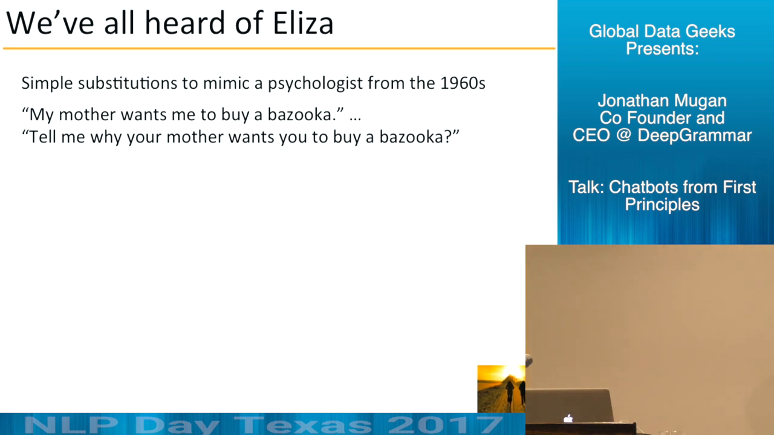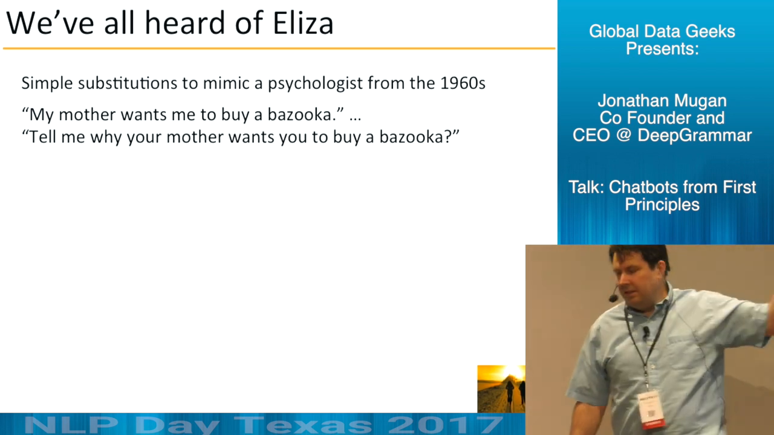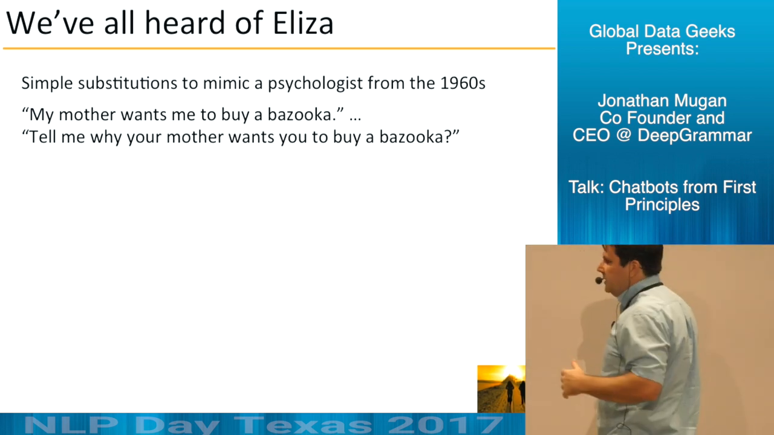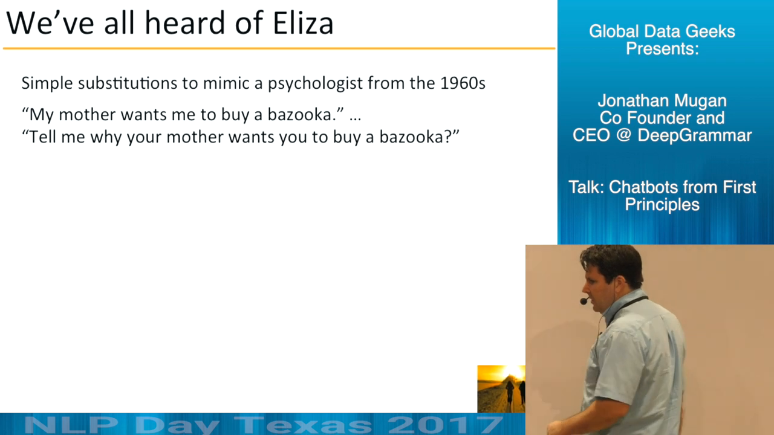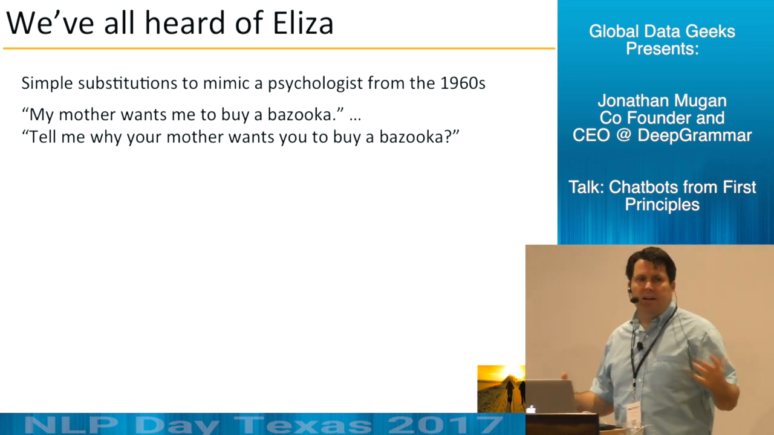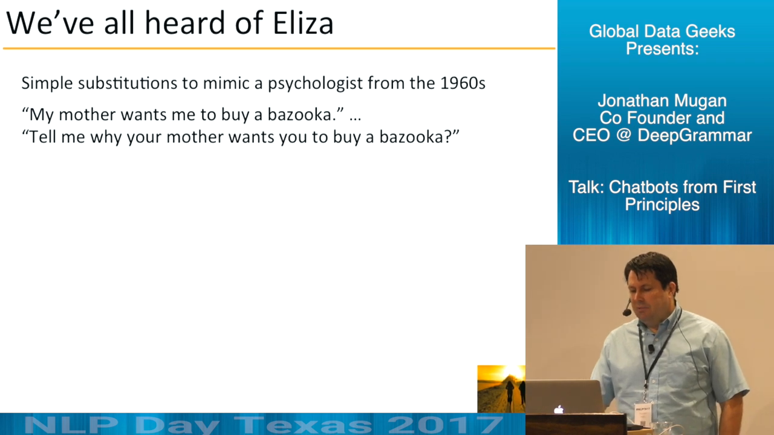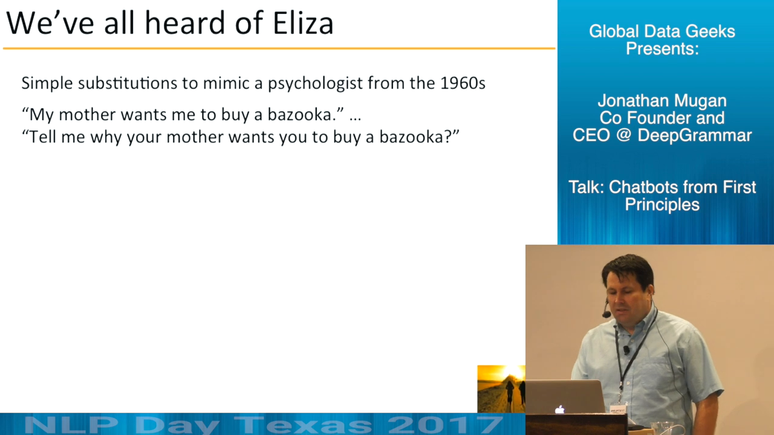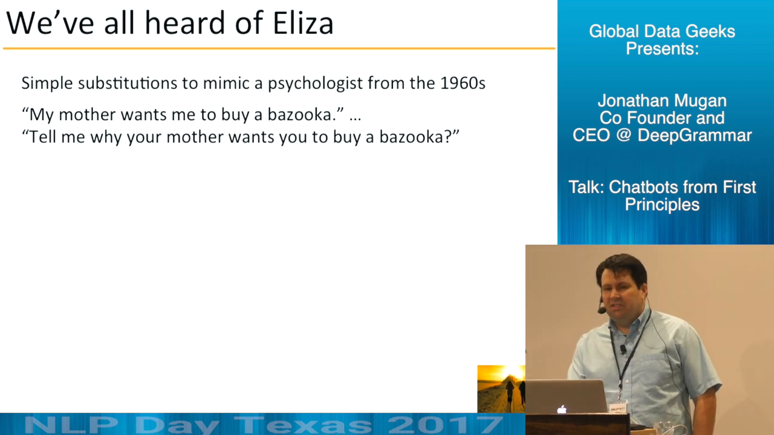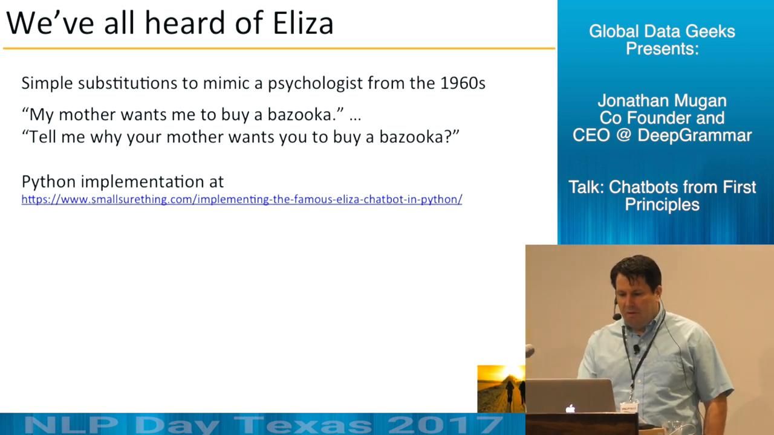So you have this, my mother wants me to buy a bazooka, and you imagine some guy laying on a couch in the 60s, and the psychologist, instead of being alarmed by this, would say, well, tell me why your mother wants to buy you a bazooka. And the conversation would go on and on without the psychologist ever really saying anything. And this is the Rogerian school of psychology that came after behaviorism. And so they built a chatbot to mimic this. We've probably all heard about it.